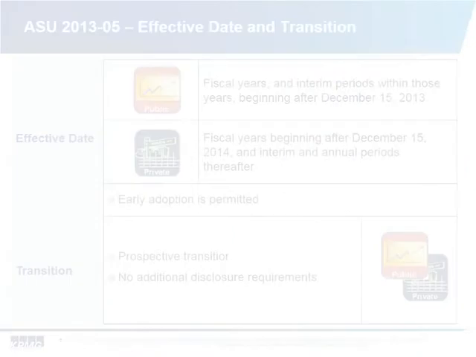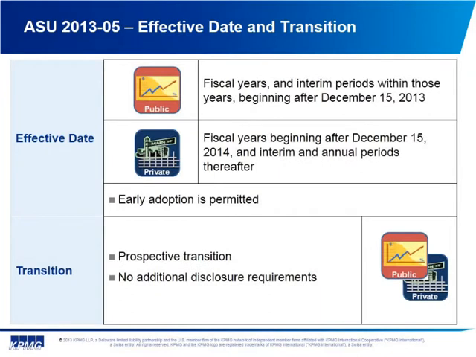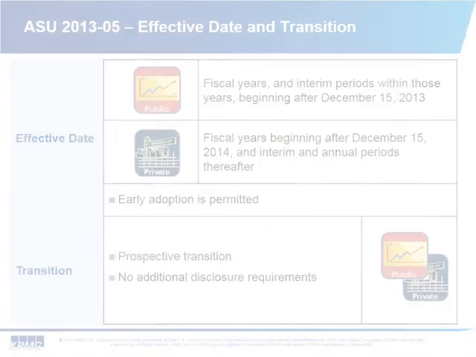The updates in this ASU are applied prospectively to fiscal years and interim periods within those years, beginning after December 15, 2013 for public entities, and for fiscal years beginning after December 15, 2014 for non-public entities. Early adoption is permitted, and no additional disclosures are required by this update beyond those disclosure requirements that are already required for accounting changes under Topic 250.